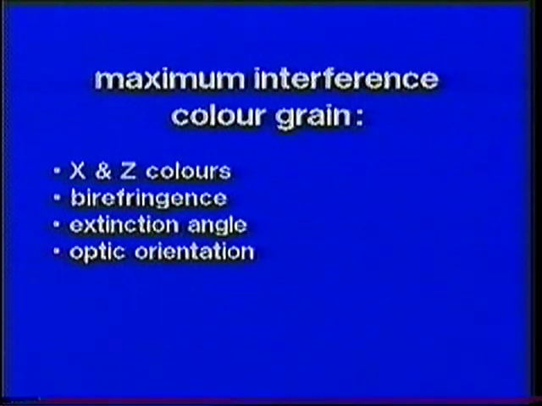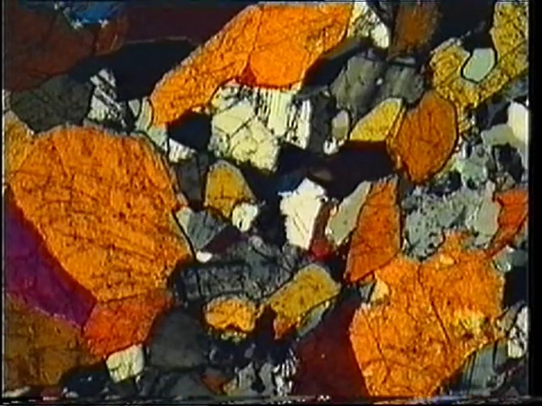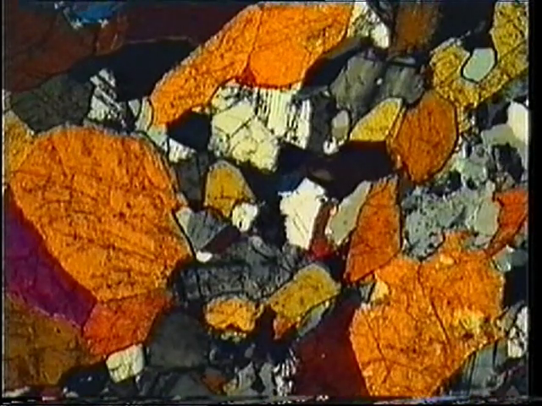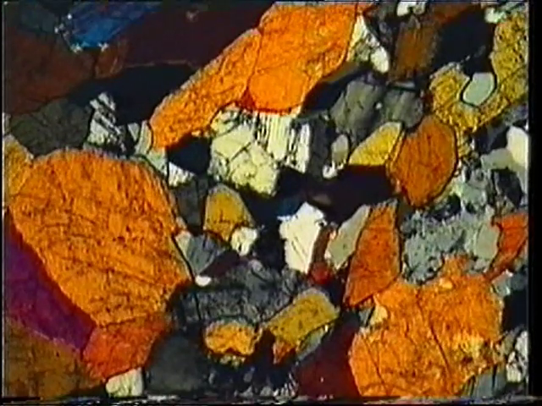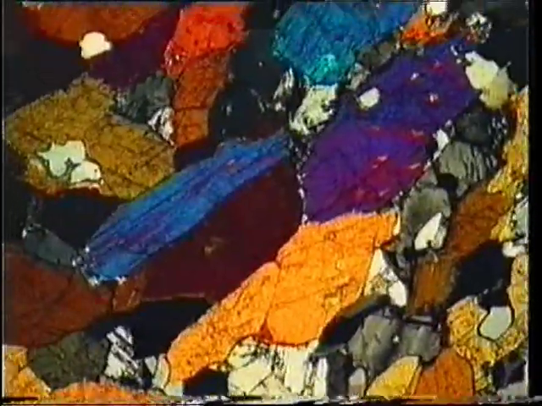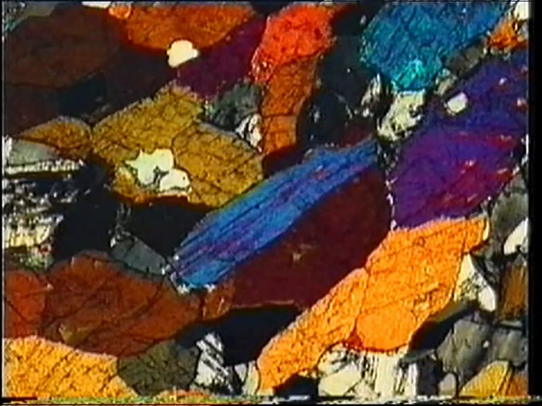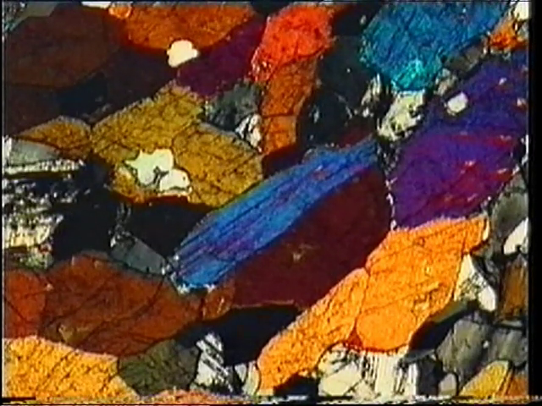Now for the maximum interference colour grain. Here are the main properties it provides. Now find the maximum interference colour grain. Here's the maximum interference colour grain. X and Z will be in the plane of the stage.